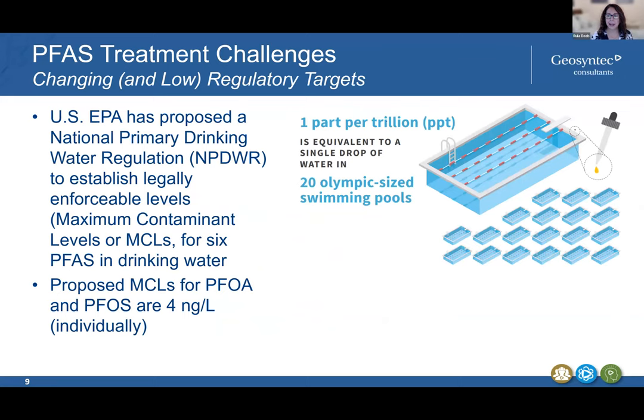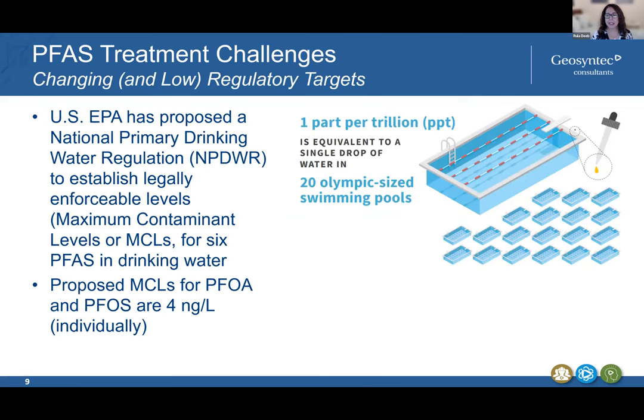So just to emphasize what part per trillion or nanogram per liter is, that's the equivalent of one drop of PFAS in 20 Olympic size swimming pools. So very low levels of PFAS is what EPA is looking to regulate to.